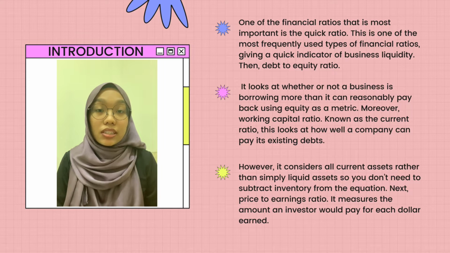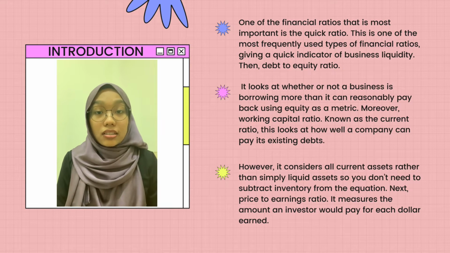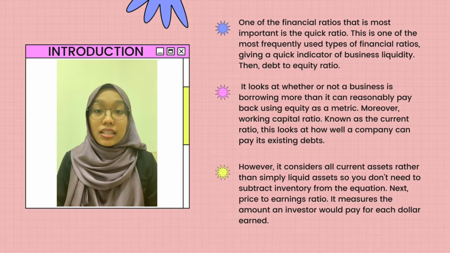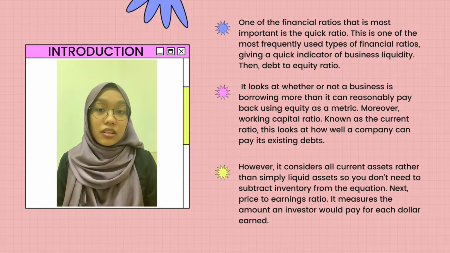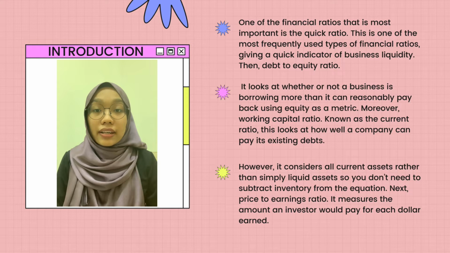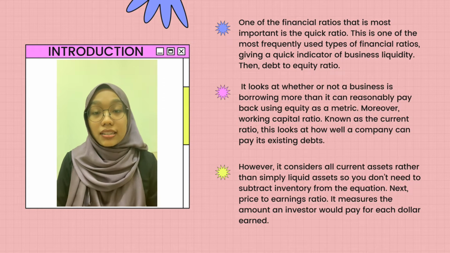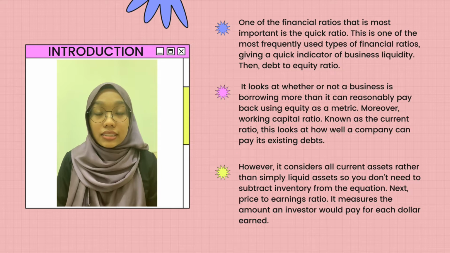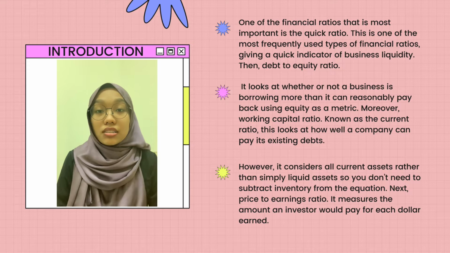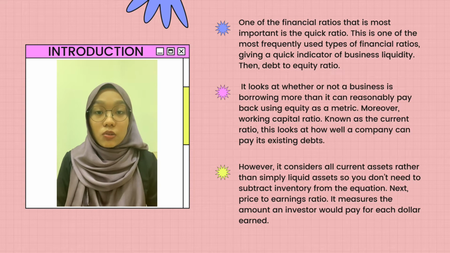Then, debt to equity ratio. It looks at whether or not a business is borrowing more than it can reasonably pay back, using equity as a metric. Moreover, working capital ratio, known as the current ratio. This looks at how well a company can pay its existing debts. However, it considers all current assets rather than simply liquid assets, so you do not need to subtract inventory from the equation.